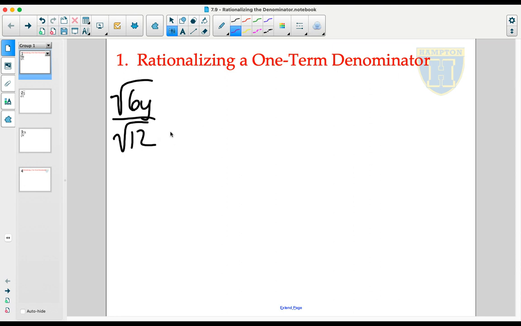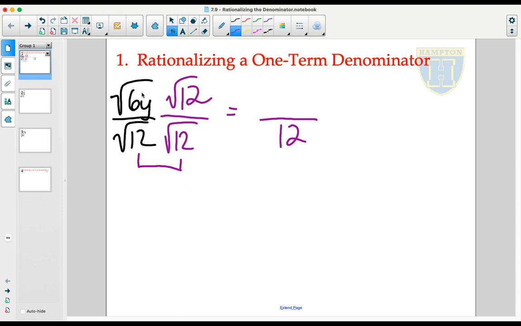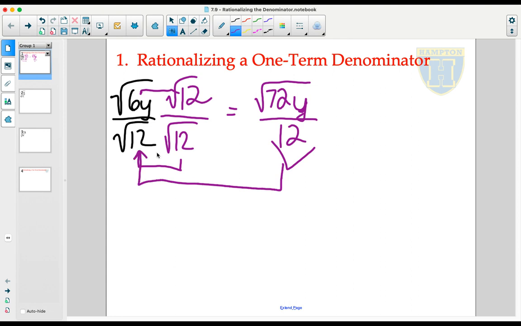Well, the quickest way that we can multiply this expression by a radical to eliminate the radical in the denominator is to use the square root of 12. We use the square root of 12 because the bottom is the square root of 12 times the square root of 12, which just gives us a 12. But the numerator, because it also has its own radical, we can combine those radicands via multiplication and get the square root of 72y.